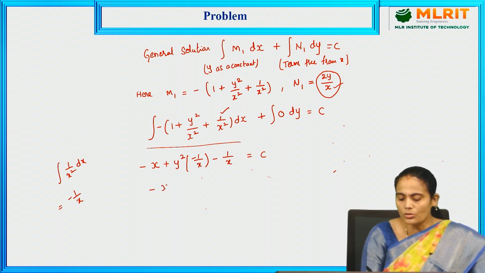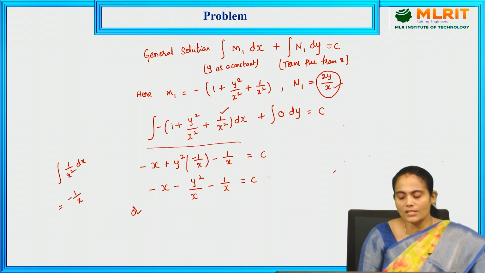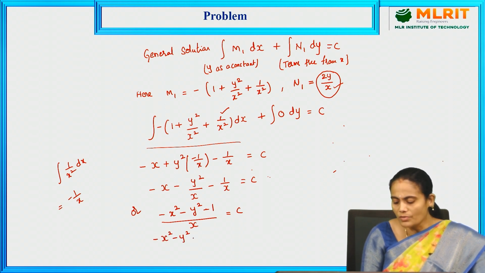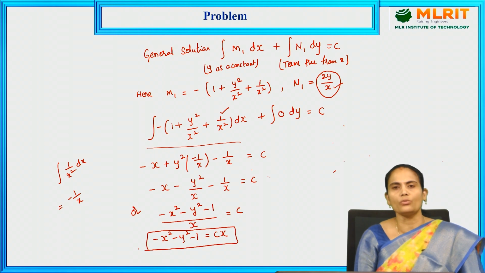So this can also be taken as minus x minus y square by x minus 1 by x is equal to c. Or by taking the LCM with x, the equation is minus x square minus y square minus 1 divided by x is equal to c, or this can also be written as minus x square minus y square minus 1 is equal to c. So this is the required solution of the given differential equation.